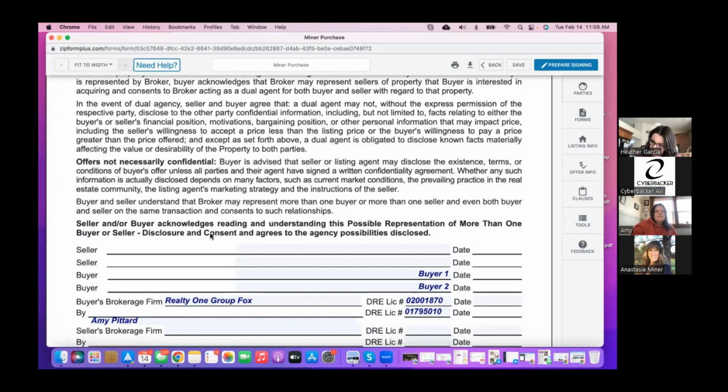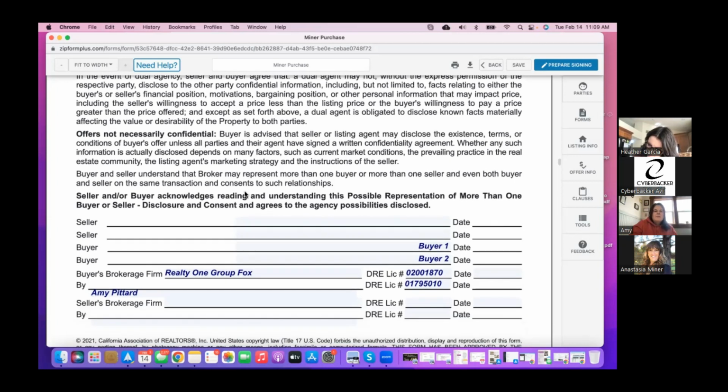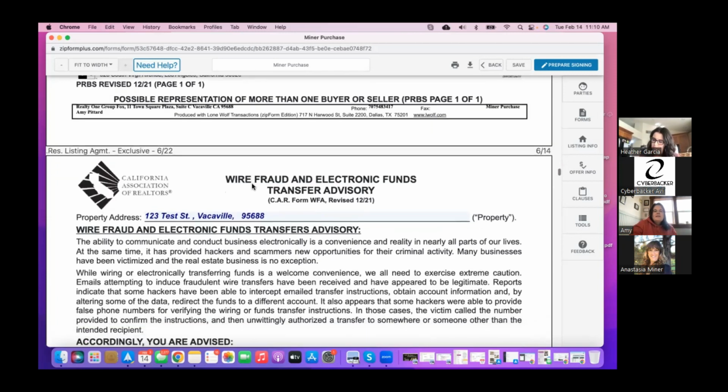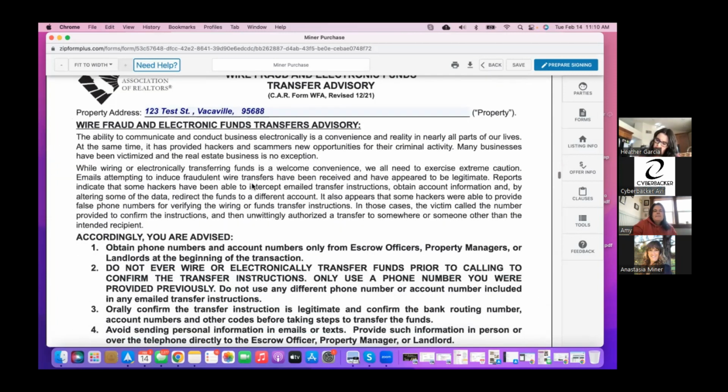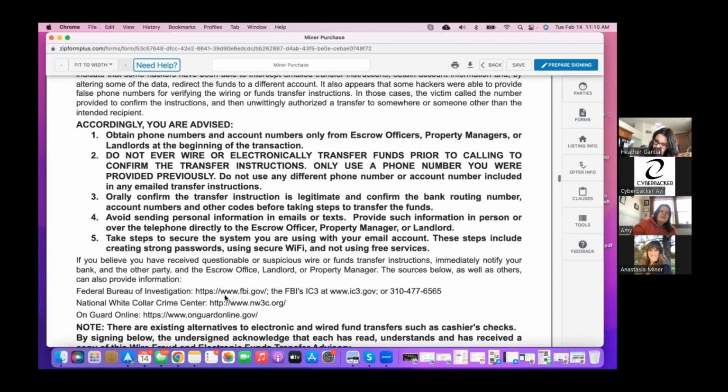Here's where it says again, for the seller, we're letting the seller know that, hey, we can share that information. The buyer's been made aware so that we can work to get you the best offer possible for your property. Okay. Super simple there. Your wire fraud and electronic funds transfer advisory: always please make sure you don't transfer funds without verifying with the receiver that the instructions are accurate and correct, because there is wire fraud.